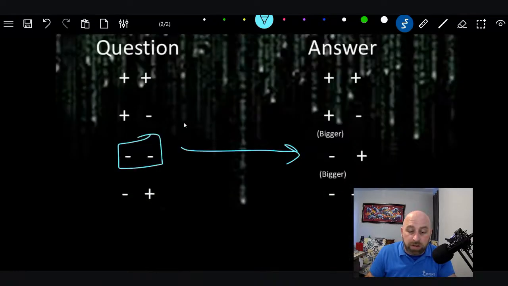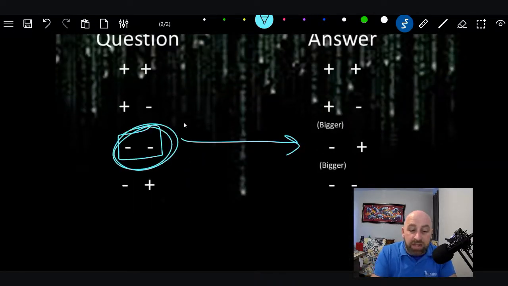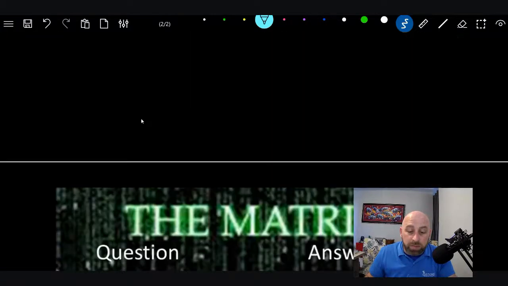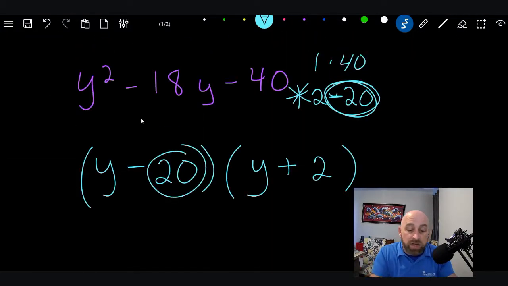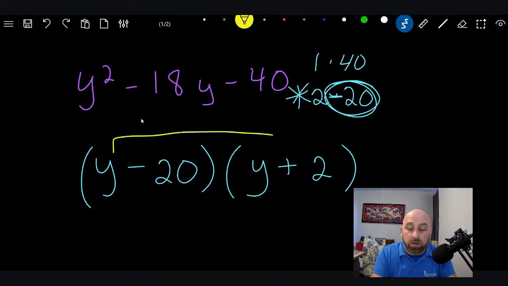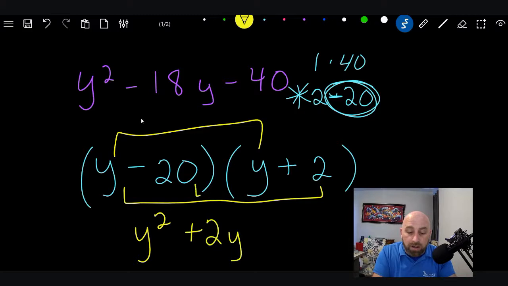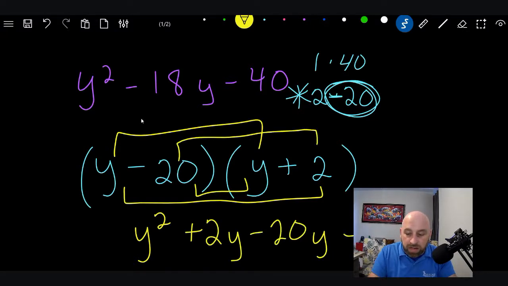Okay, so let's look back at our sign matrix because we had negative, negative. We had to choose from this side over here, and it was negative, positive, and the negative one is bigger. Well, let's try it out just to verify it. How are we going to do that? We're going to FOIL. Let's make sure. So we're going to do first, and we're going to get y squared. Outers, plus 2y, inners, minus 20y, and then our last, we're going to get our negative 40. So again, this is what we're going for.